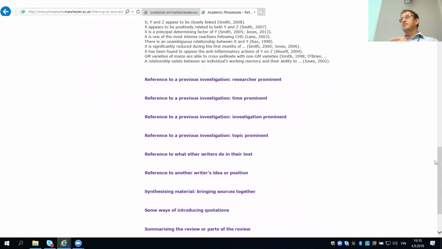But that's not the only way. You can also start with, let's say Smith 2000 is the author, for example, Smith 2000 identifies, shows, demonstrates, and so on. So it can also come at the beginning of the paragraph, or in her introduction or in her analysis, Smith identifies, and so on. It can also be, according to Smith 2008.